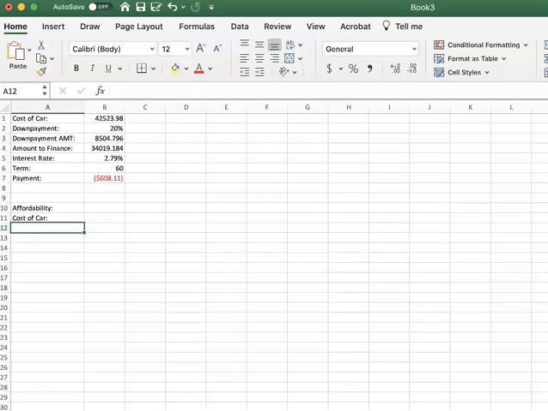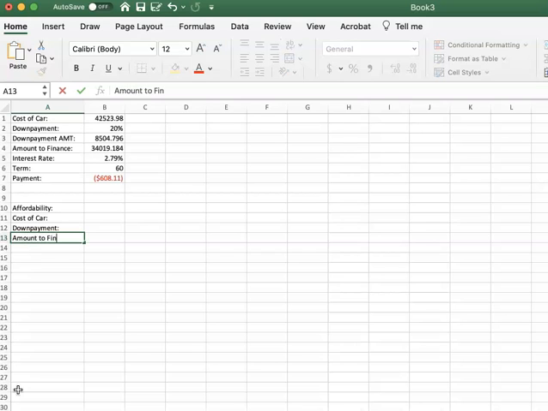What we're ultimately trying to do here is determine how much they can finance. And so if there's money for a down payment, that can just be added to the cost of the car. So we can include this, but it's not going to be something that we worry about quite yet. What we really are trying to solve for is the amount to finance. And that's what we're going to calculate.